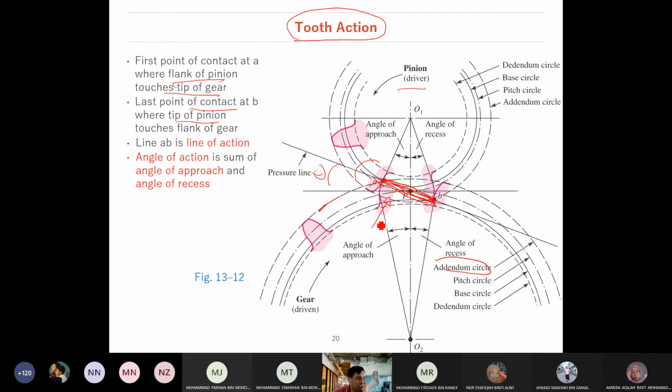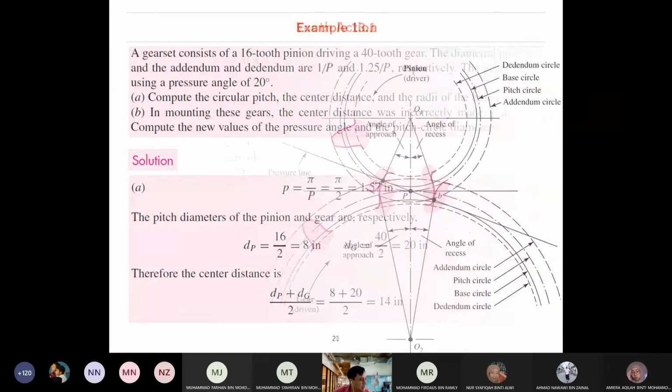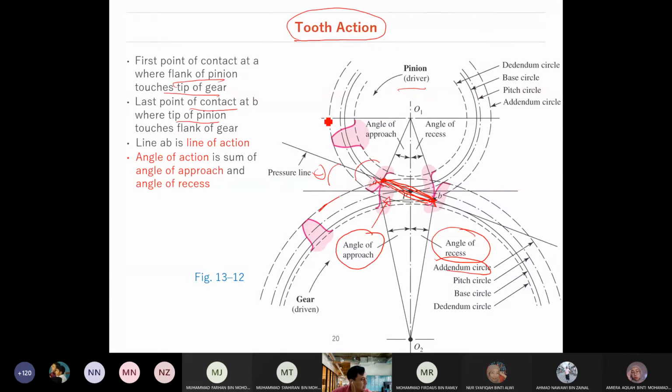So the most important thing saya nak cerita tentang angle of approach and as well the angle of recess. Okay, apa kepentingan dia? Nanti kita tengok. Alright. Sekejap. Apa lagi nak cerita kat sini? Alright, itu je lah saya rasa. Nanti kita cerita balik. Angle of approach, angle of recess. Theta lah kan? Betul tak?